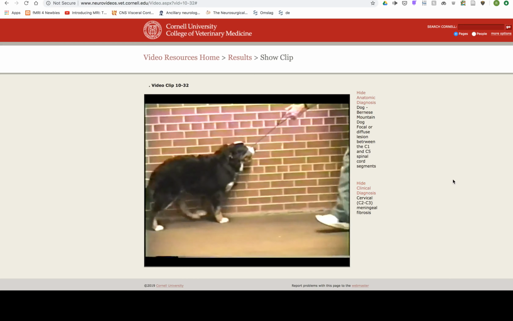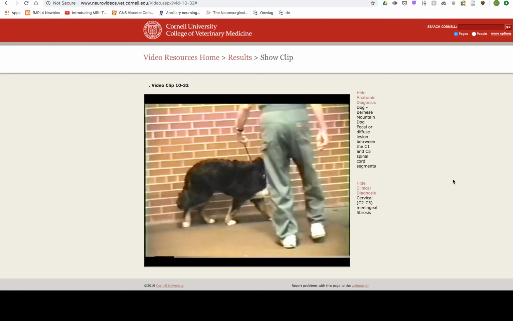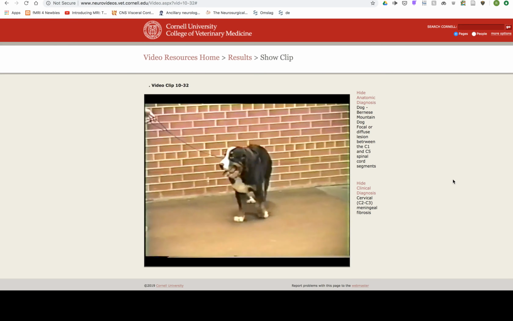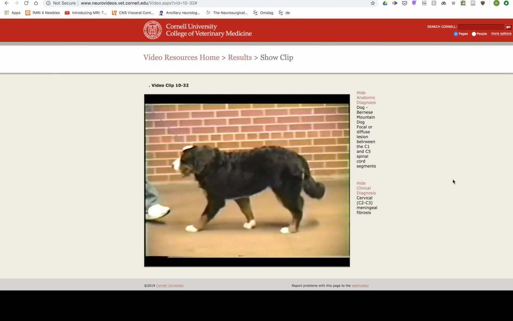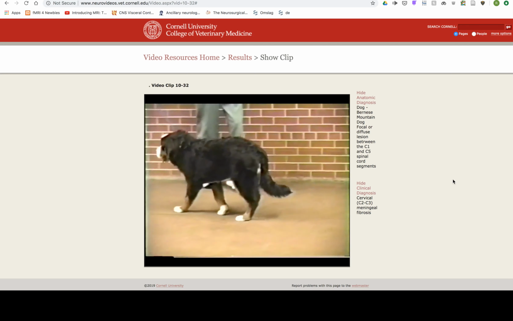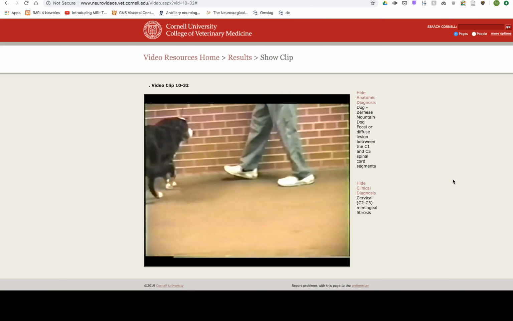Anatomic diagnosis: focal or diffuse lesion between the C1 and C5 spinal cord segments. Differential diagnosis: see the list of disorders for Gus in case example 10-13 and the discussion presented there. Myelography helped diagnose a C2, C3 meningeal fibrosis with a subarachnoid diverticulum. This study is shown on the video.